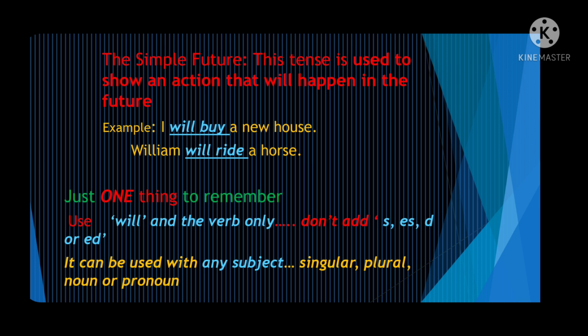First, the simple future tense. Now, this tense is used to show an action that will happen in the future. Example, I will buy a new house. William will ride a horse.